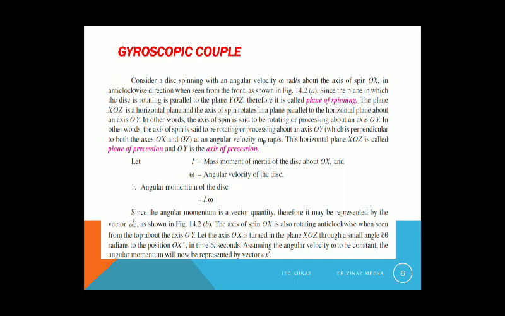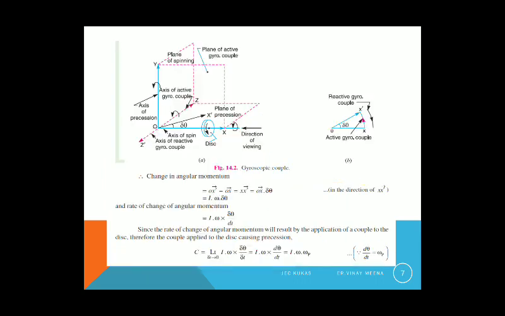Axis of precession. Let I be the mass moment of inertia of the disk about OX, and omega the angular velocity of the disk. Then angular momentum of the disk is equal to I omega. Change in angular momentum is equal to I omega delta theta, and the rate of change of angular momentum is I omega multiplied by delta theta upon delta t. Then C is equal to this, since the rate of change of angular momentum results from the application of a couple on the disk.